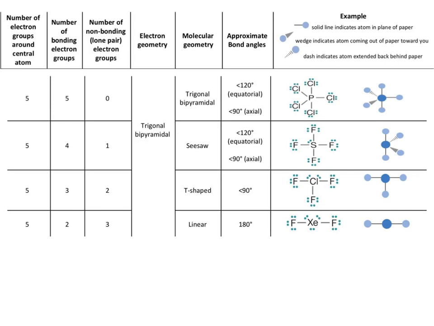If one of the electron domains in a trigonal bipyramidal is a lone pair, then we have what we call a seesaw molecular geometry, as we can see here with sulfur tetrafluoride. 1, 2, 3, 4, 5 electron domains for a trigonal bipyramidal electron geometry, but one lone pair, and so we have a seesaw molecular geometry, and so on. If we have two lone pairs, we have what we call a T-shaped molecular geometry, and three lone pairs, as in the case of xenon difluoride, our molecular geometry is actually back to linear.